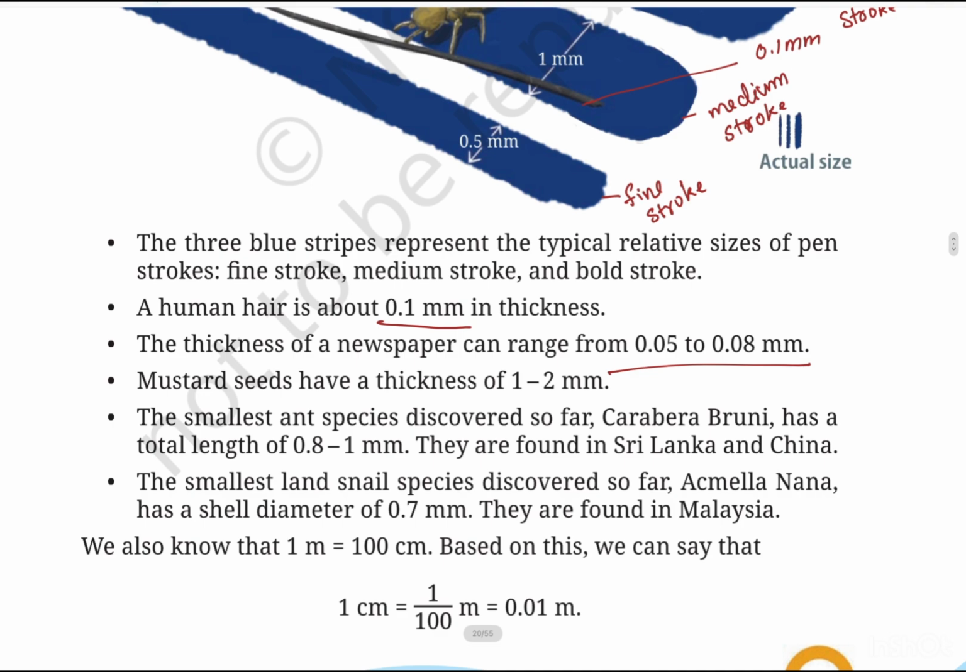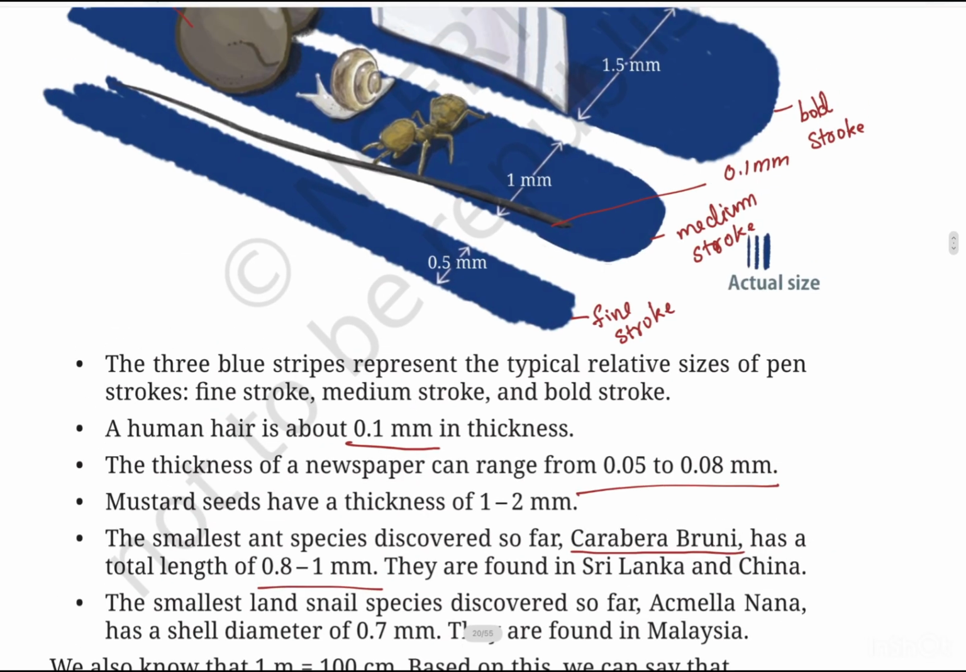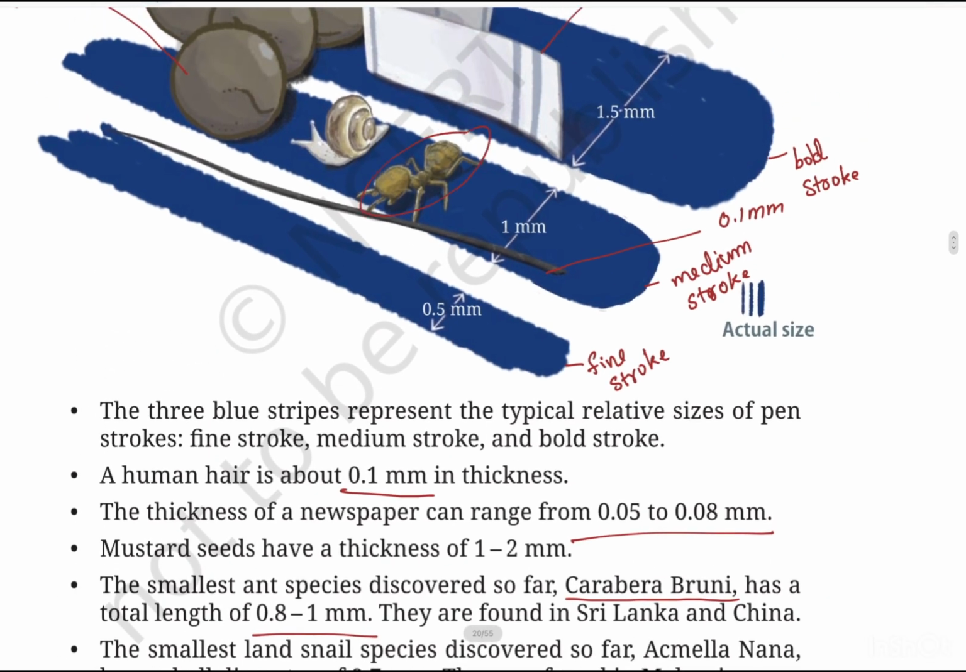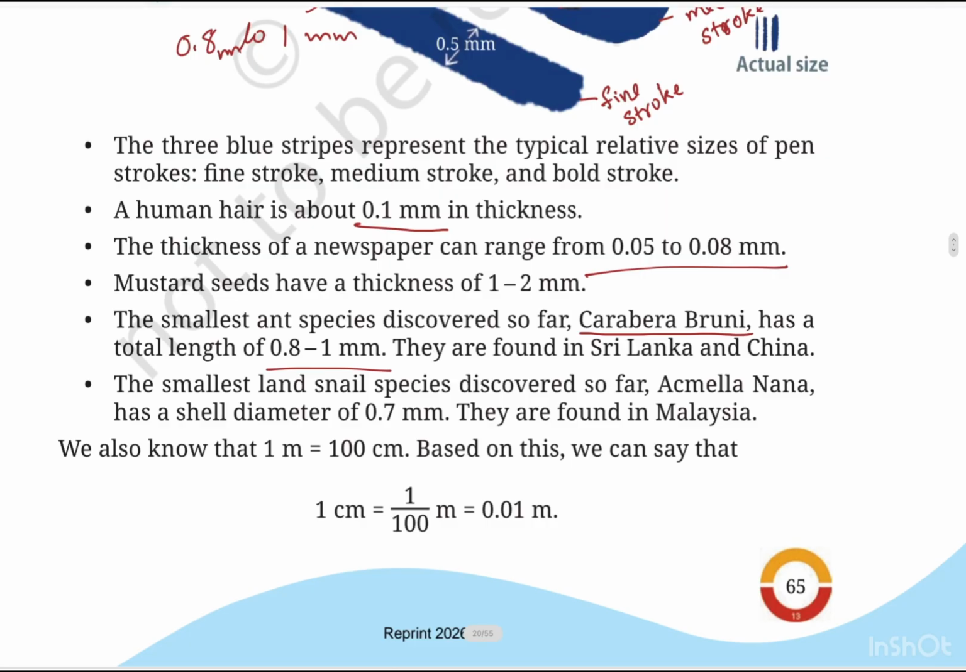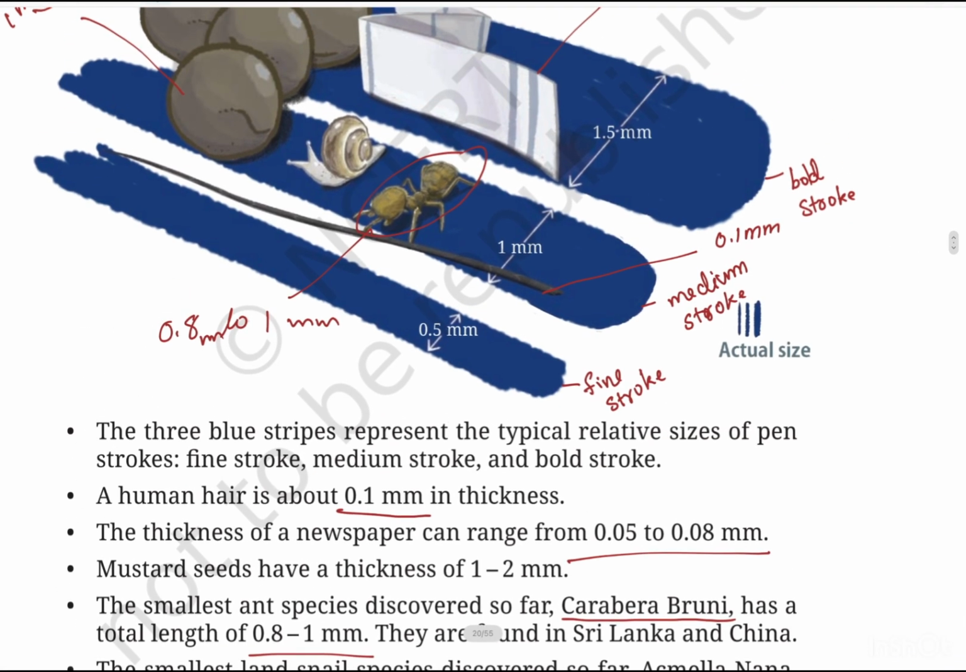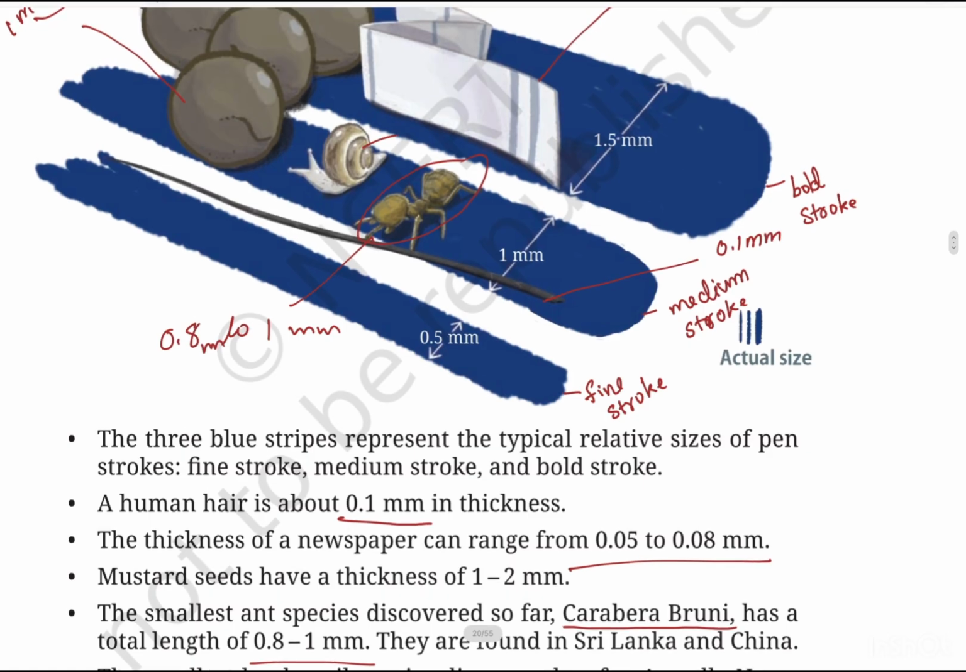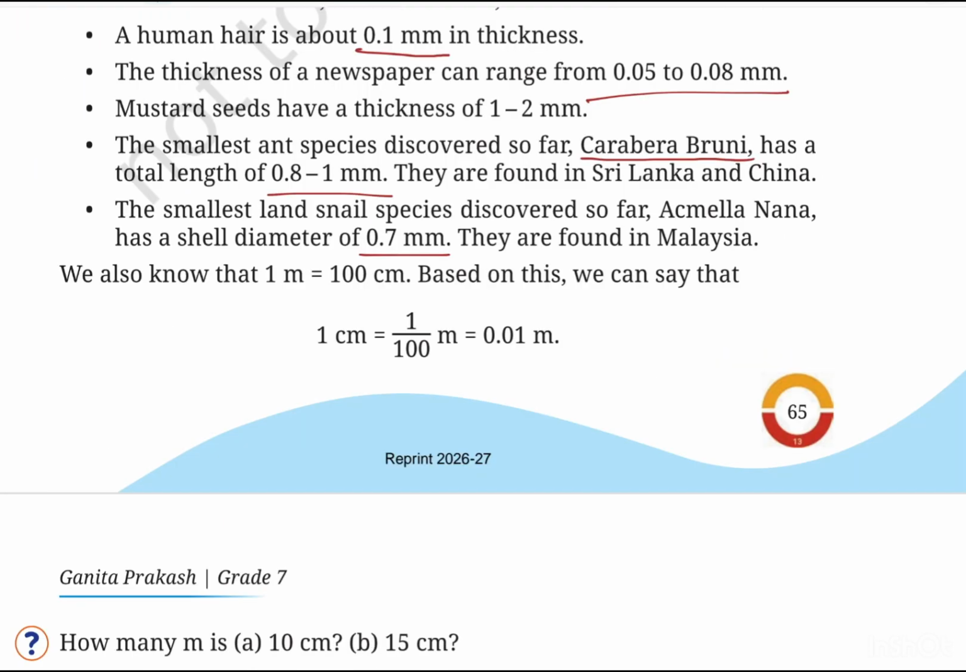The smallest ant species discovered, Carebara browni, has a total length of 0.821 mm. And the smallest land snail has a shell diameter of 0.7 mm. So its shell diameter is 0.7 mm. So next we have the meters.